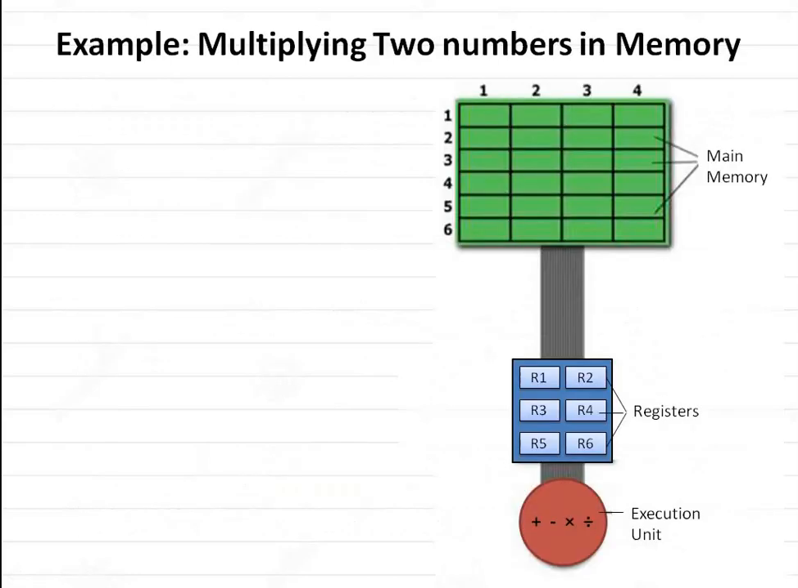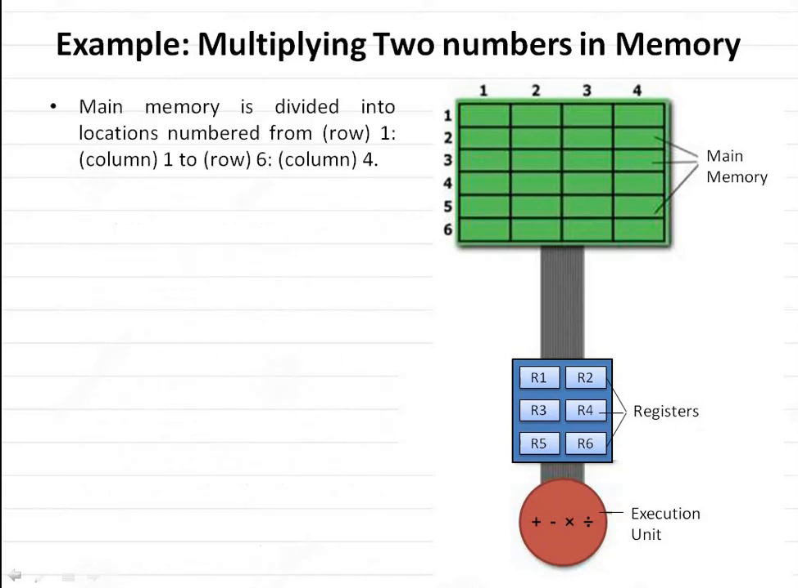Finally, let us see an example to understand the working of CISC and RISC-based processors. Let us take an example of multiplying two numbers in memory. Suppose our memory is divided into these blocks. Say it contains six rows, and it contains 4 columns.